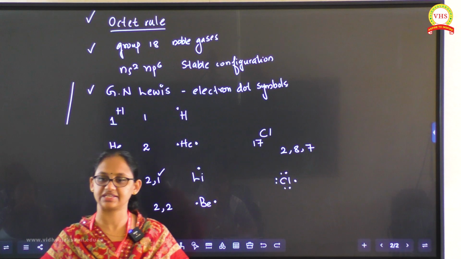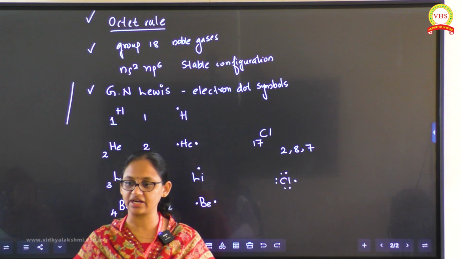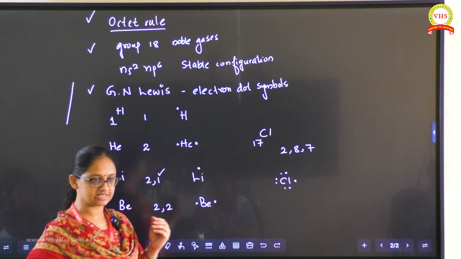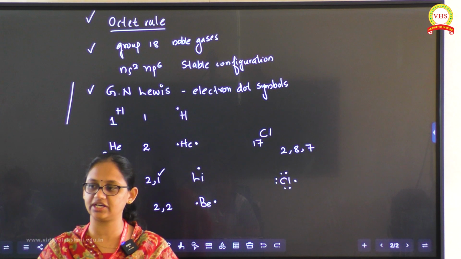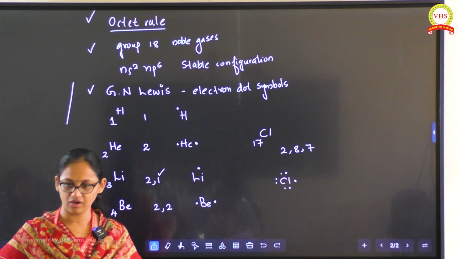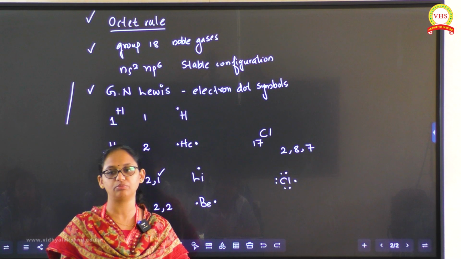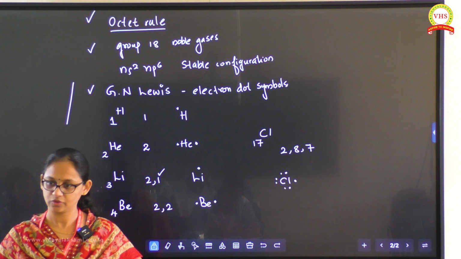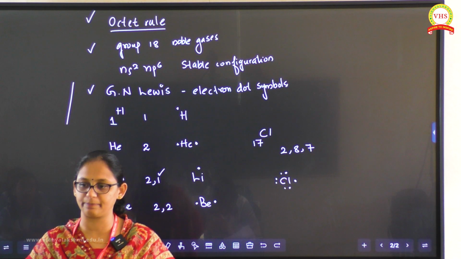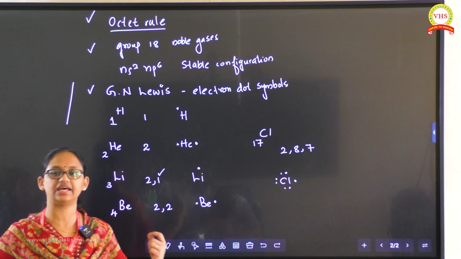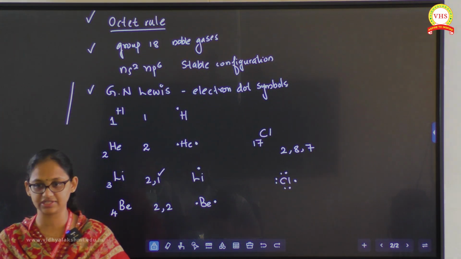This kind of representation is called Lewis symbols or electron dot symbols. Using Lewis symbol or electron dot symbol, we can explain both ionic bond and covalent bond. Okay, what we want to use? In order to explain the bond or in order to represent the bond, we have to use the electrons present in the valence shell. So it is clear. Okay.